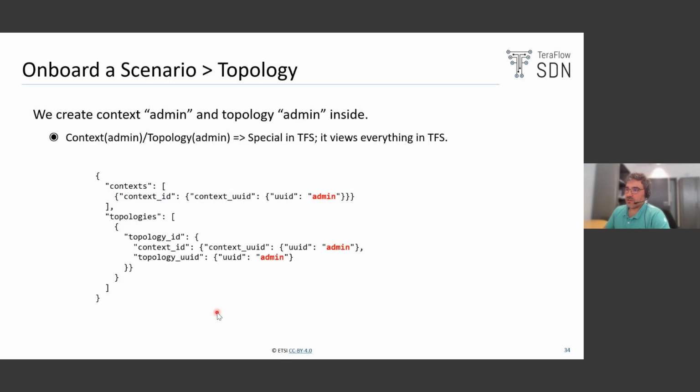So for onboarding the topology, you create a descriptor like this one. You define first a context that is kind of a container of topologies. We name this admin, and then we define a new topology inside the admin context, and this topology will be named admin again.